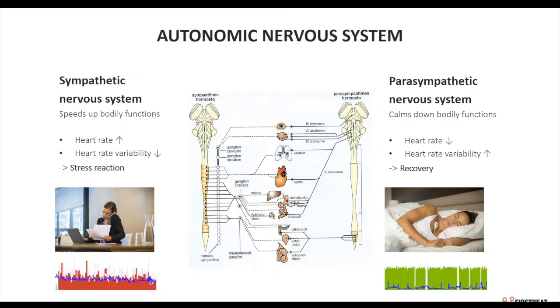Parasympathetic nervous system, on the other hand, calms down bodily functions, can be considered the brake of the body. Heart rate slows down, heart rate variability increases, and it shows up as some kind of recovery or green color in the report. And in lifestyle assessment, we always look to see if the autonomic nervous system functions purposefully or meaningfully. So if recovery happens when the person actually has a chance to recover, instead of focusing on how many minutes of stress there is in the day, or if there is any stress in the day, because we do consider this a normal part of life, but as long as we also get to the recovery when it's meaningful.